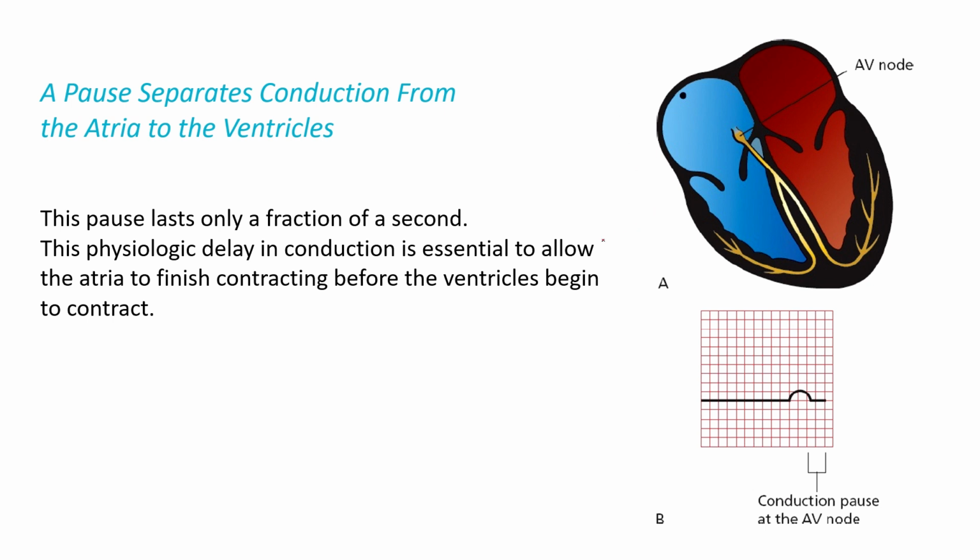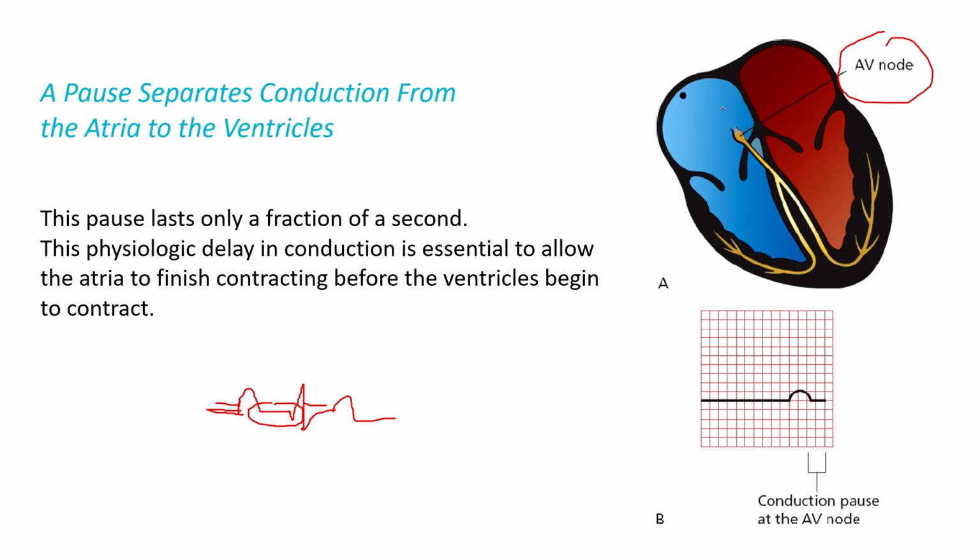Nevertheless, after the P wave, we have a stop for the isoelectric line, which is the same size. Then we have the QRS complex. But before the QRS complex, we have this straight line. What does it represent? It represents the AV node.